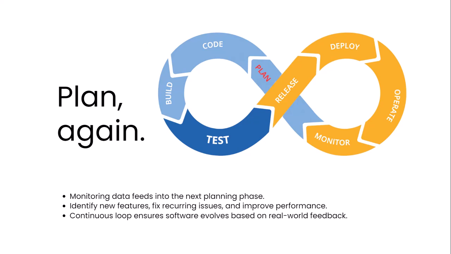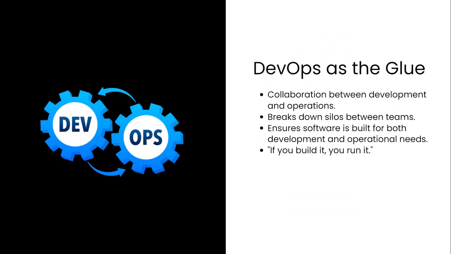Each stage informs the next, allowing the software to constantly evolve and adapt. With every cycle, the system becomes more refined, more reliable, and more aligned with user needs. To keep all of this running smoothly, we need more than just a technical pipeline. We need collaboration between two key parts of any software organization: development and operations. This is where DevOps comes in.